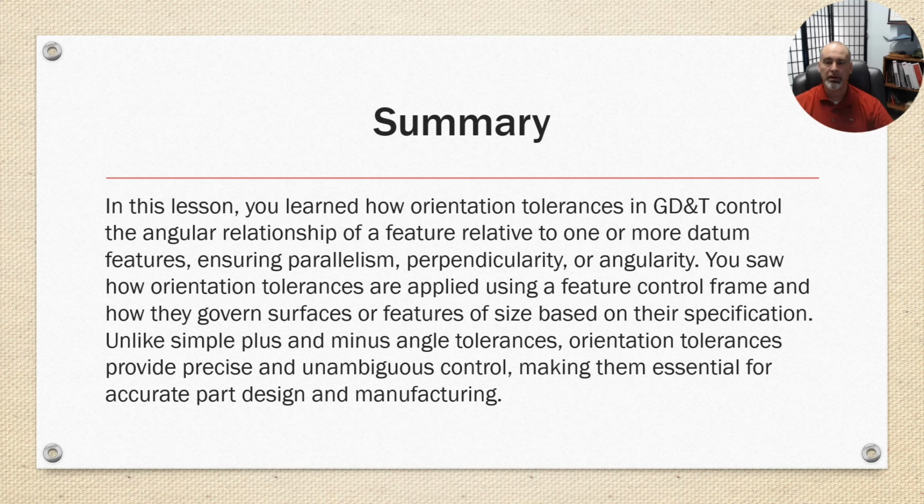All right, in summary, in this lesson, you learned how orientation tolerances in GD&T control the angular relationships of a feature relative to one or more datum features, ensuring parallelism, perpendicularity, or angularity. You saw how orientation tolerances are applied using a feature control frame and how they govern surfaces or features of size based on their specification. Unlike simple plus and minus tolerances, orientation tolerances provide precise and unambiguous control, making them essential for accurate part design and manufacturing.